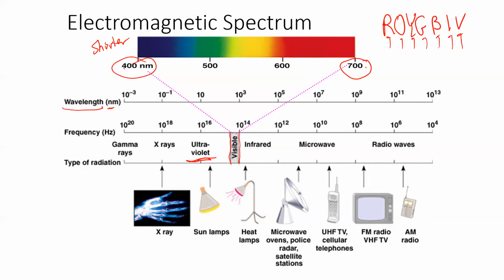So what's even shorter than ultraviolet? X-rays. Now, X-rays are so small they can pass through most substances, but not dense bones. That's why we use them as an imaging tool. But if you've ever had an X-ray, what do they have you do? They have you put on that lead apron to protect your organs so that that form of energy doesn't cause any damage. Now, what's even smaller is gamma rays.